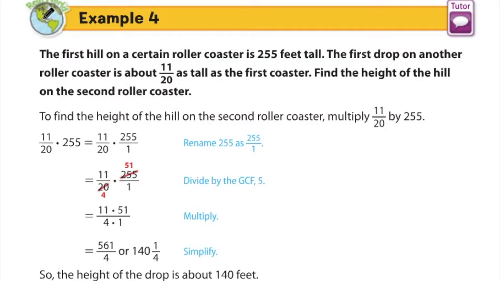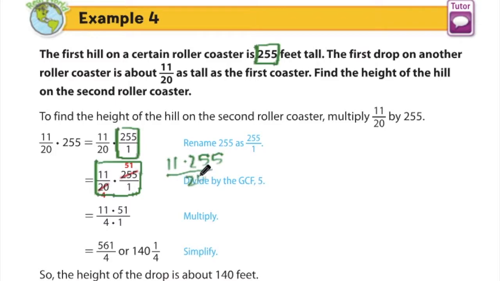In example 4, we have a story problem involving the multiplication of fractions. Just remember, when you have a whole number, we can always turn that into a fraction by putting it over 1. And the strategy of cross-canceling really helps out when you start getting into problems like this, because otherwise you're taking 11 times 255 and then taking that answer divided by 20, when if you actually cancel, it's going to make your problem easier to work with.